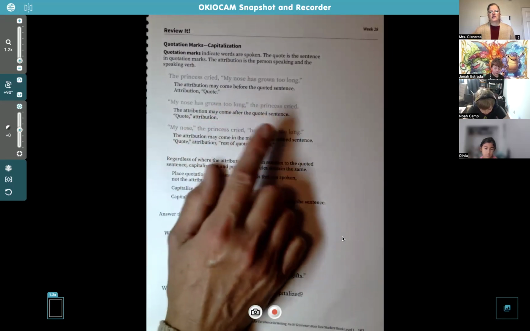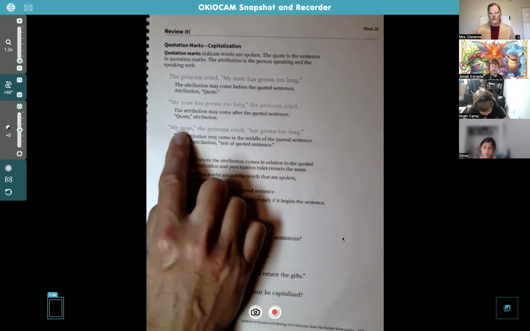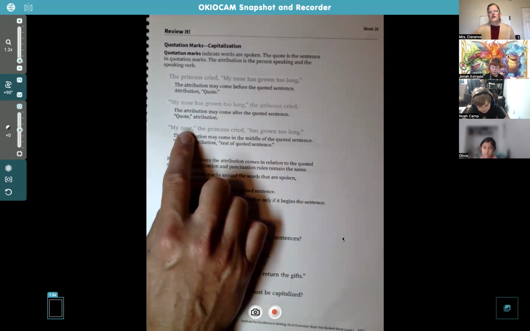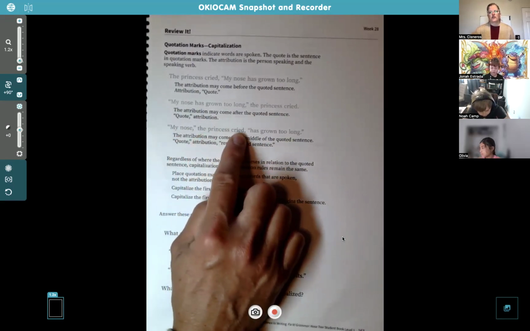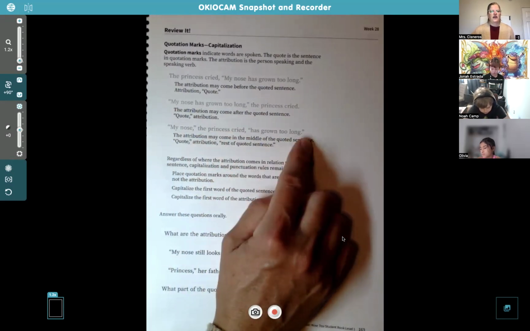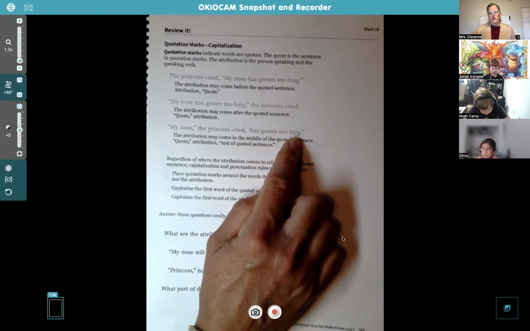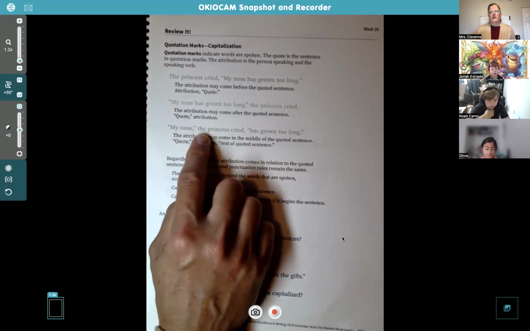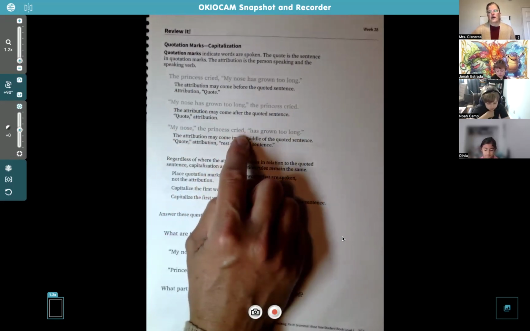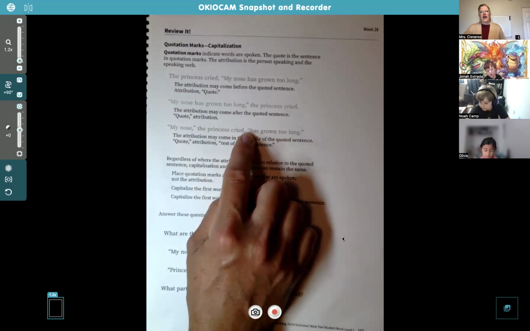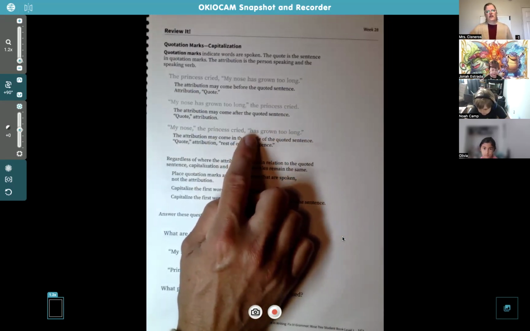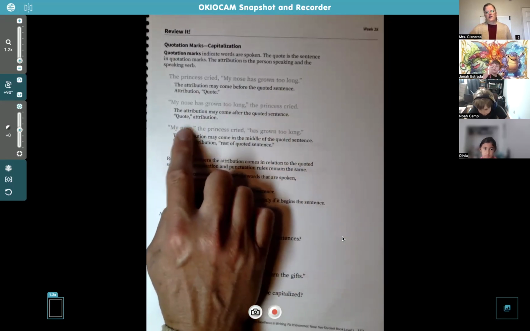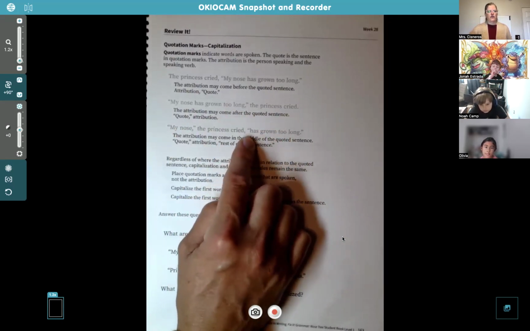Here they show you when it's split up into two sides. So you've got half of the quote here. It says, "My nose," and then you have the attribution in the middle, the princess cried, and then the rest of what she said, "has grown too long." So notice my is still capital. The beginning of the quote is always, always, always capitalized like a sentence. Then you have the comma, the attribution in the middle, and another comma, and then the rest of the quote. See how has is not capital there, because it's finishing that sentence, so we don't need a capital.